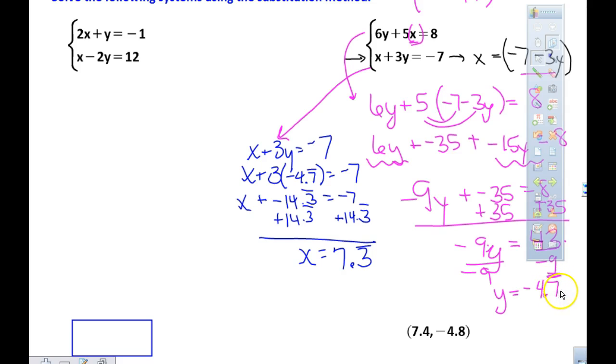I'd be good with either one of those, 4.7 repeating or negative 4.8 if we round it. I think if you round it to 4.8, then this comes out to be 7.4. I would be okay with either one of these answers. I would take 7.3 repeating and negative 4.7 repeating also for your answers, okay?